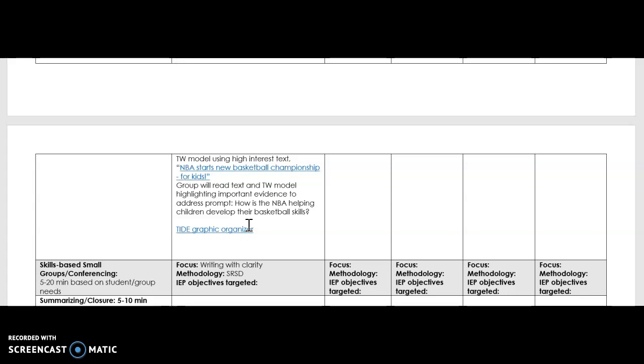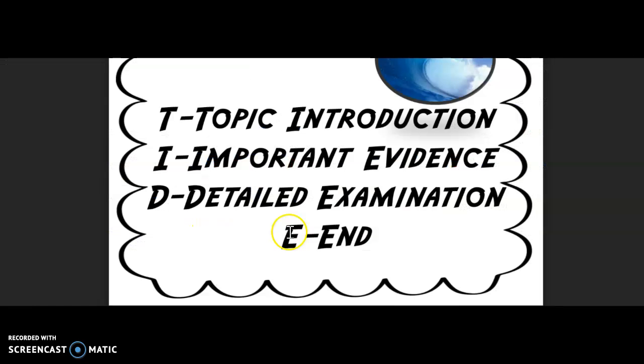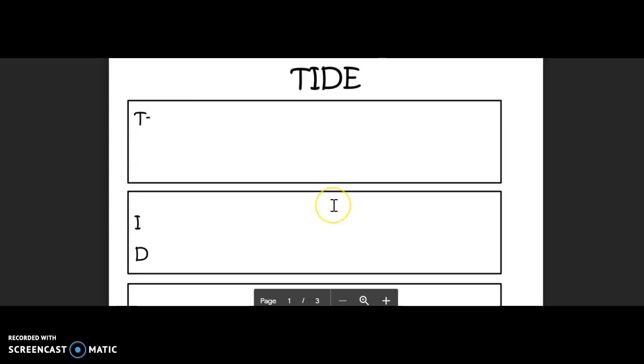To increase student engagement and interest, I'm going to choose a high interest text. So I chose NBA starts new basketball championship for kids. Group will read text and teacher will model highlighting important evidence to address prompt. How is the NBA helping children develop their basketball skills? You need to give them a prompt, otherwise they don't know what evidence they're looking for, what it's related to. And then I have here a link to the graphic organizer that they can complete as they work.